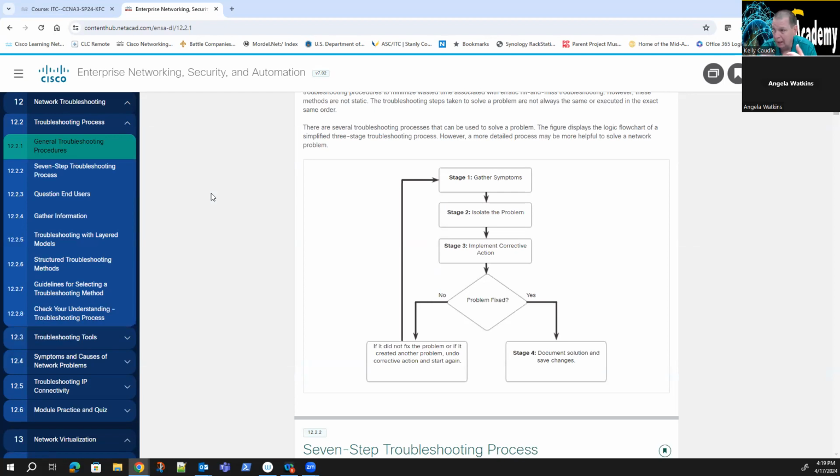Here's one: gather the symptoms, isolate the problem, implement something to fix it. If it's fixed, document it. If not, undo what you did. And I think that's the key. A lot of people don't think about undoing the corrective action. They end up just piling more junk on top of the problem. Undo the corrective action that didn't fix it and go back and try again.